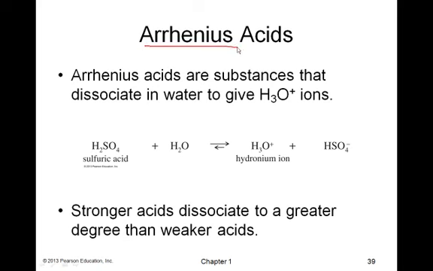Now let's look at acid-base theory. The Arrhenius acids were simply defined as something that dissociates in water to give H3O+. That's called the hydronium ion.